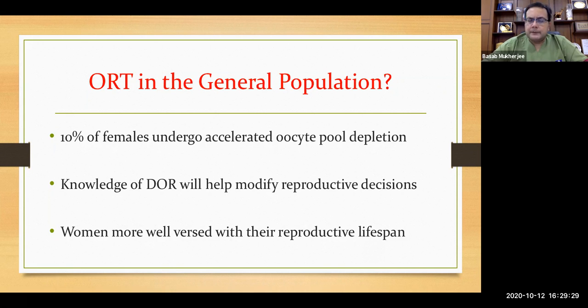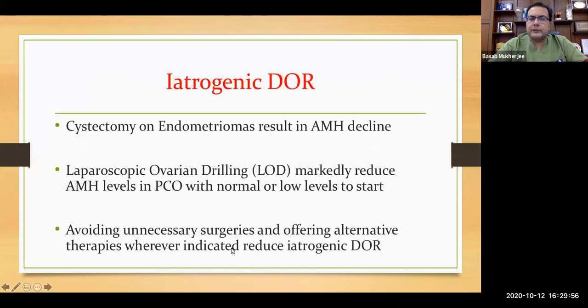So knowledge of decreased ovarian reserve will help in modifying reproductive decisions, though it can be done, usually it is not done because of the fallibilities of the result. It's not something which is 100% and which will exactly tell you. And though the argument is that women will be more well versed about her reproductive lifespan, there's not really good evidence to suggest that you can do it at any age group and it can tell you when she is going into menopause. You can give a hint, you can get some idea, but it's not something which will be absolutely sacrosanct.